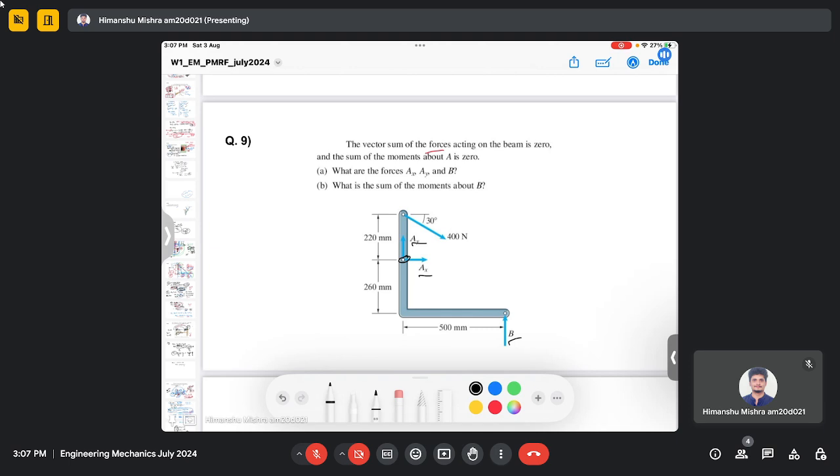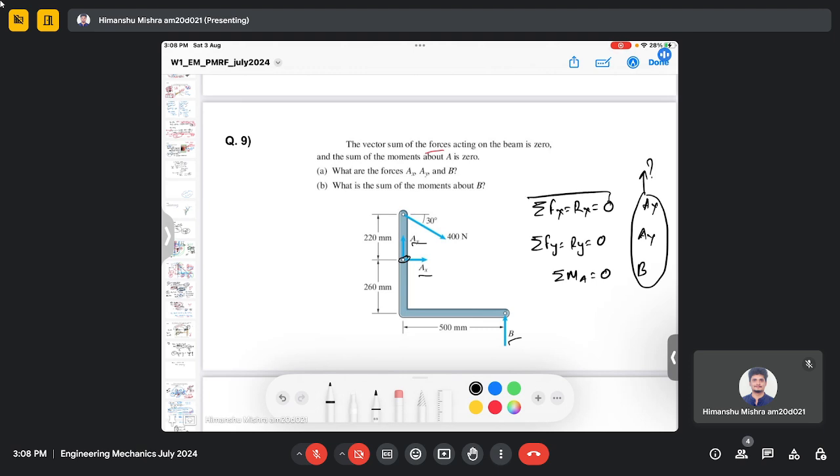So earlier we solved many problems where we calculate the overall resultant force, or the total force, or the total movement. But in this question, we are given that the sum of all the forces is 0, which means that the sum of all forces in the x direction is 0, as well as the sum of all forces in the y direction is 0. And the overall movement about A is also 0. And we need to calculate Ax, Ay, and B.